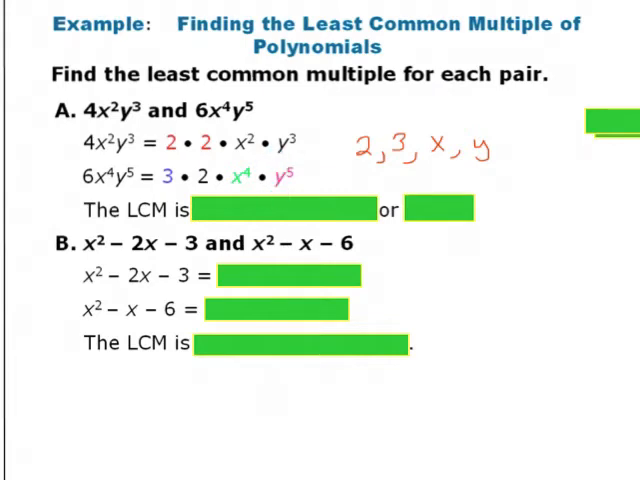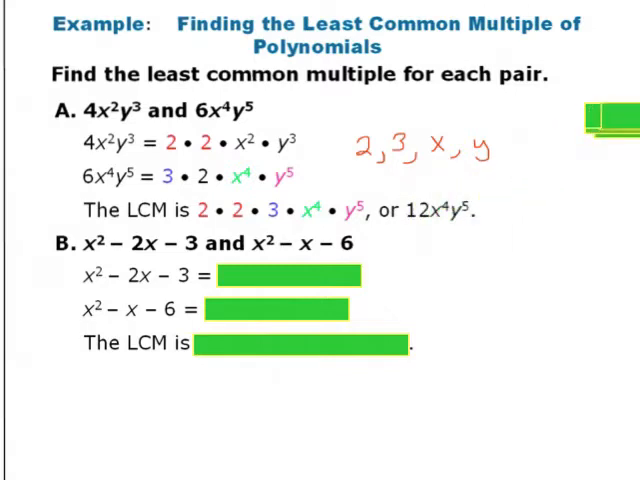If you'll see the colors here, we're going to take the reds, the blues, the greens, and the purples. We're going to list them out just like this. Now, let's clean this up a little bit. I'm going to go ahead and multiply this together, and in doing so, my least common multiple will give me 12x to the 4th, y to the 5th.